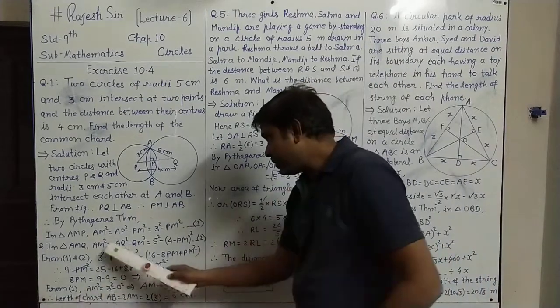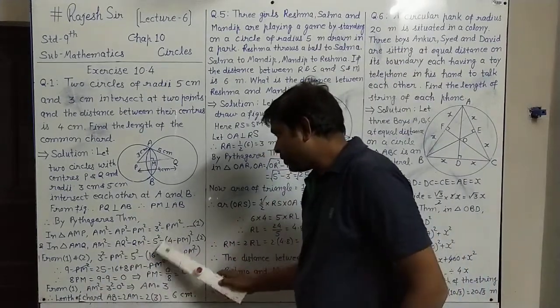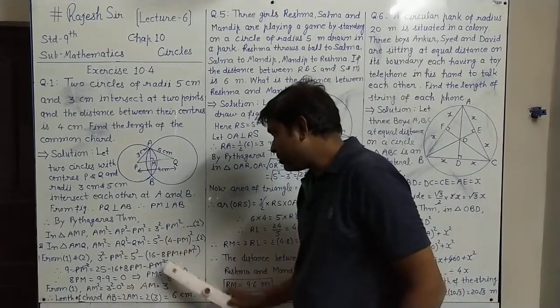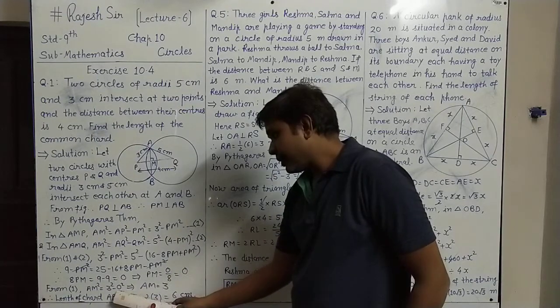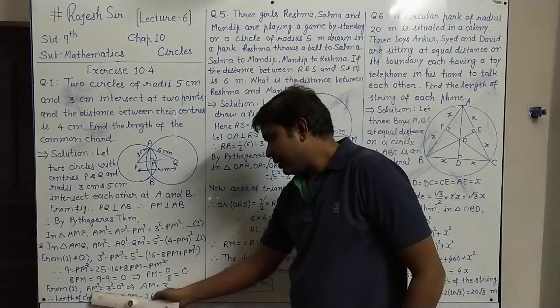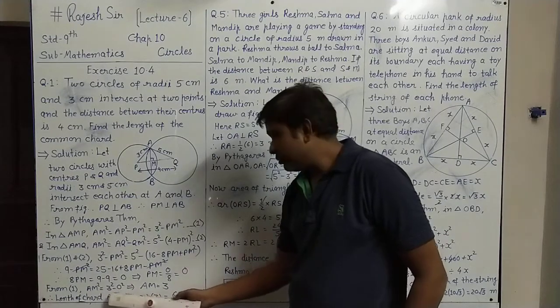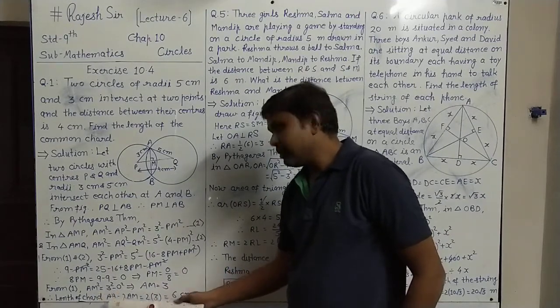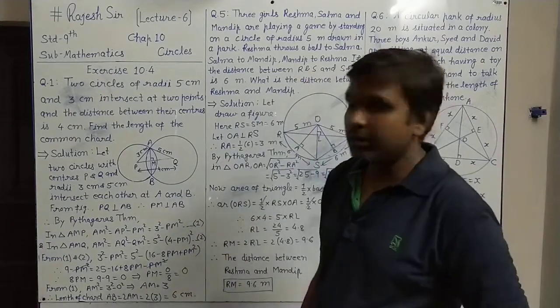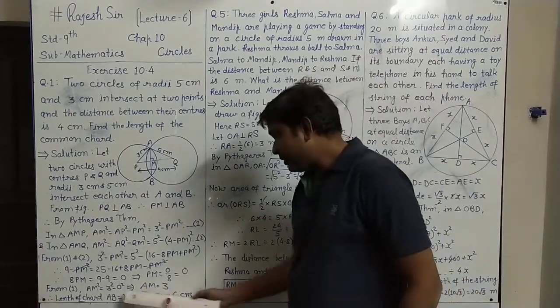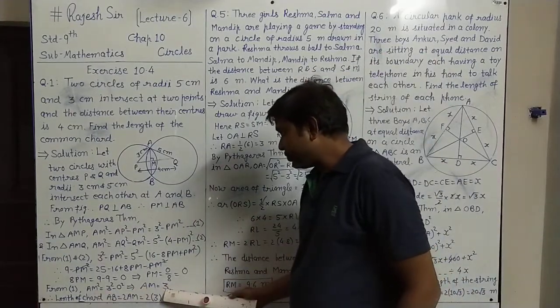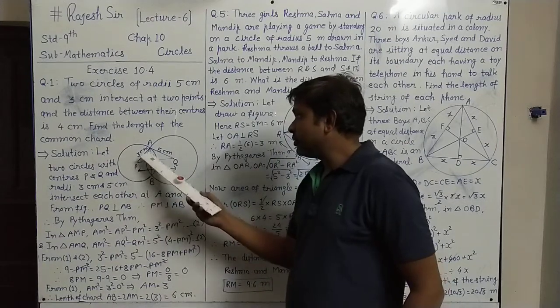From 1, it is AM square equals 3 square minus PM square. PM is 0, so it is 0 square. So ultimately AM square equals 3 square only, because 0 has no value. AM square equals 3 square. Taking square root on both sides, we will have AM equals 3. You can see this, AM equals 3.